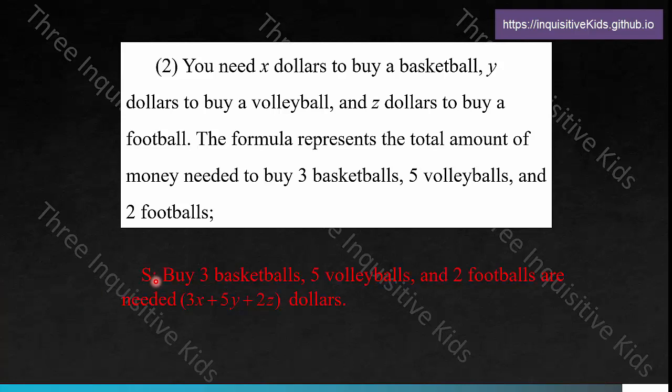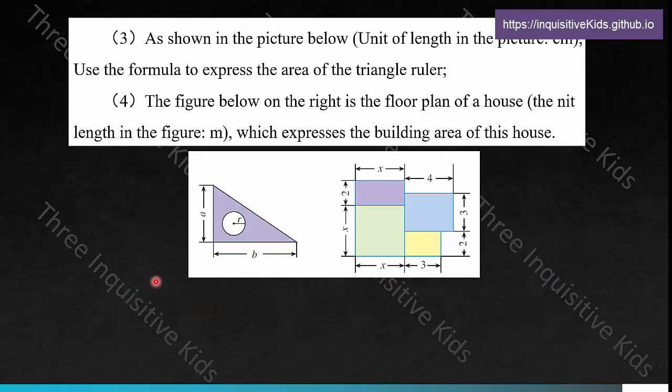So here's a solution. Buy 3 basketballs, 5 volleyballs, and 2 footballs, and then the cost is going to be 3x plus 5y plus 2z dollars. Next, as shown in the picture below, the unit of length in the picture is centimeters. Use a formula to express the area of the triangular ruler. 4. The figure below on the right is the floor plan of a house. The unit of length in the figure is meters. Express the building area of this house.